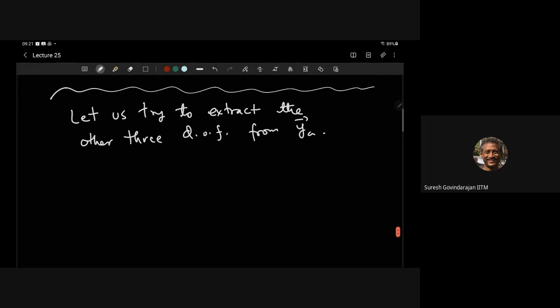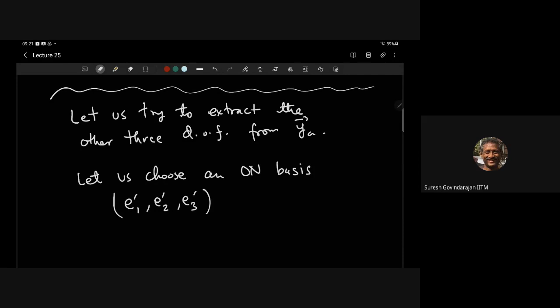Okay, so for that, let us choose an orthonormal basis or frame, which I'll write as E1 prime, E2 prime, and E3 prime. Okay, that is the local basis at the point y.